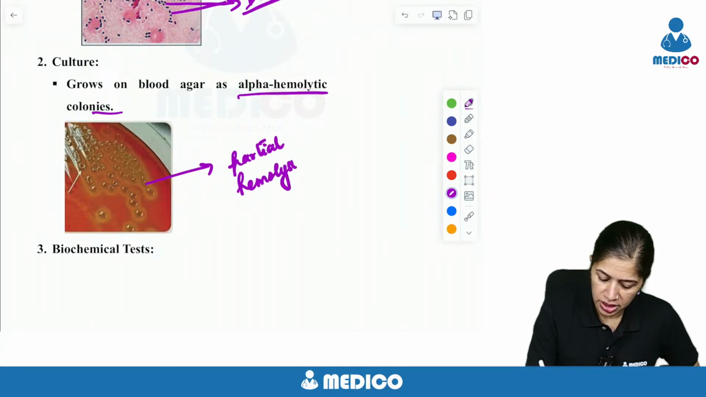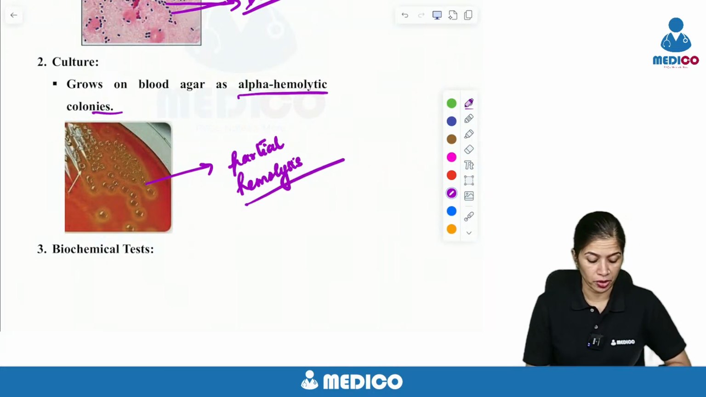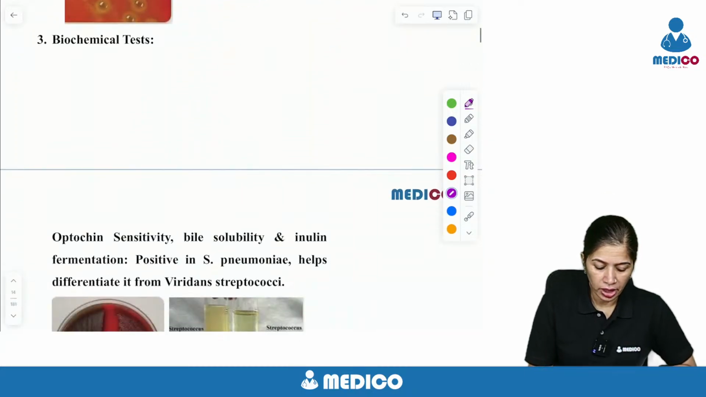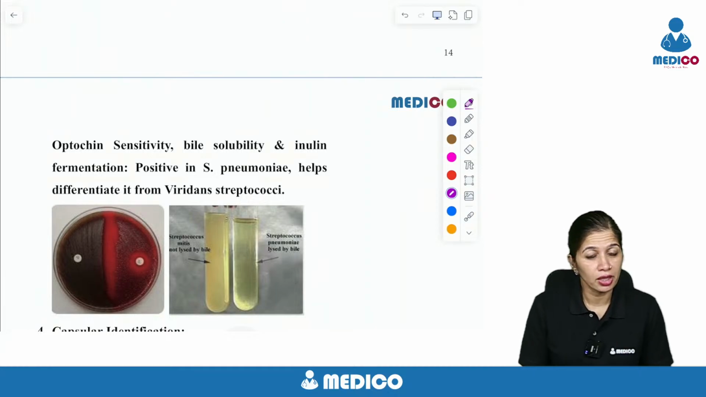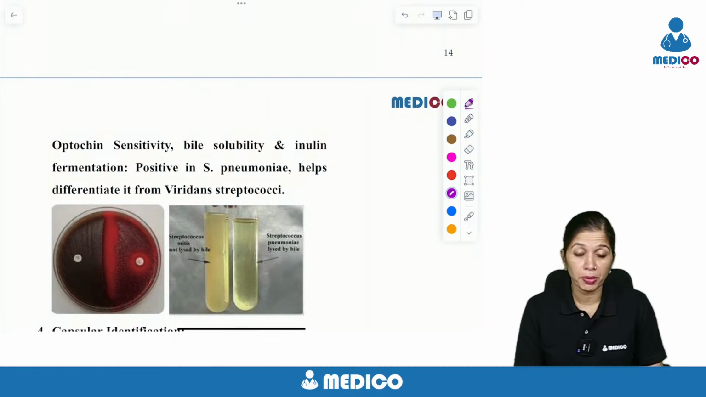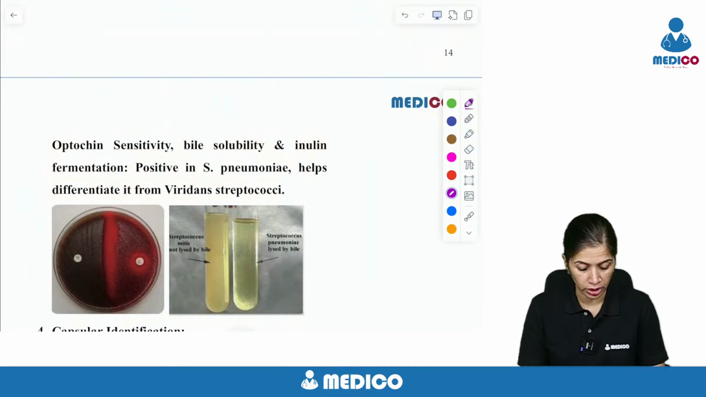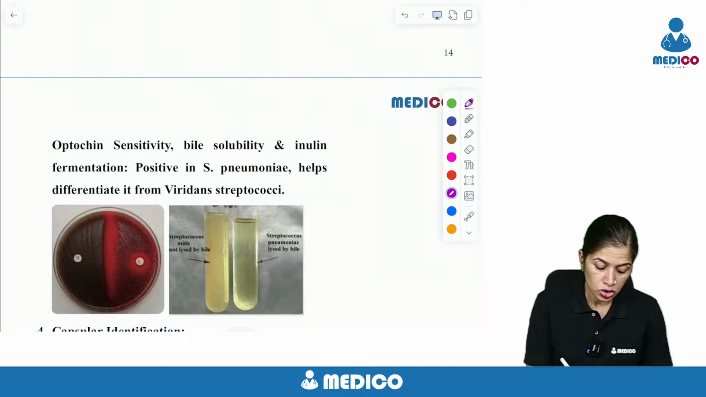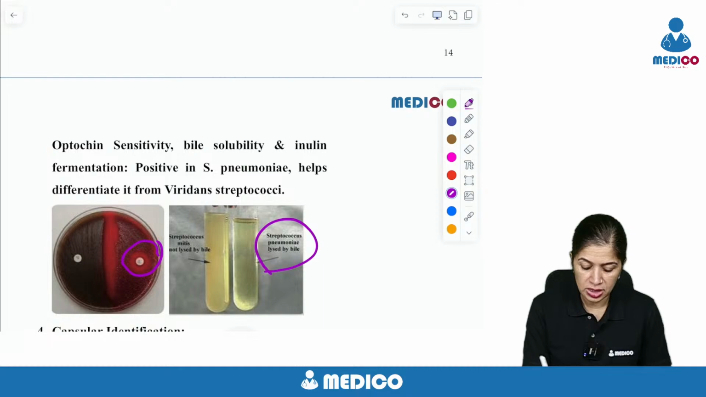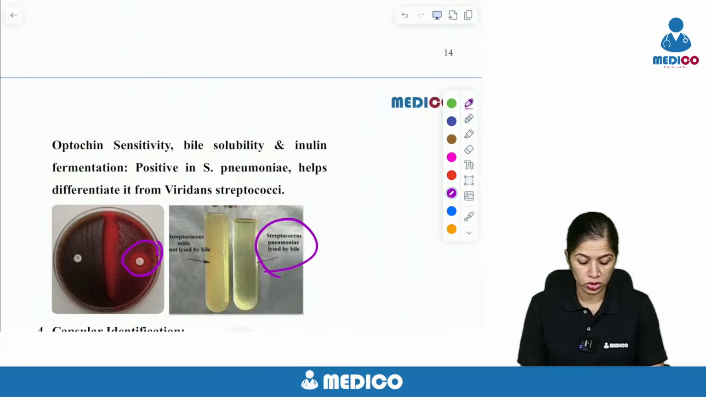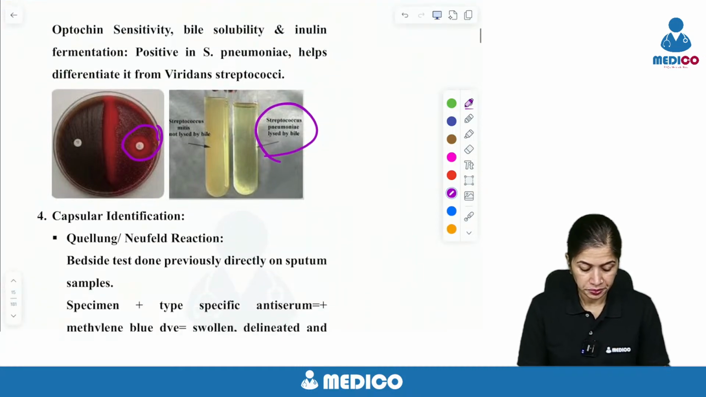Okay, whereas beta means what? It means complete hemolysis. Then biochemically, there are a few tests that you will need, like optochin, inulin, and bile solubility. So optochin sensitive, inulin fermenting, and bile soluble is Streptococcus pneumoniae. And that is how you differentiate it from the viridans group of streptococci. Both are alpha hemolytic. So here you can see that this is optochin sensitive, that is Streptococcus pneumoniae, and this is bile soluble, okay, and that is also Streptococcus pneumoniae.